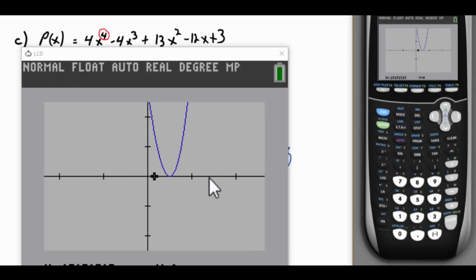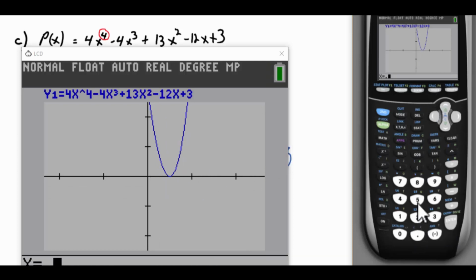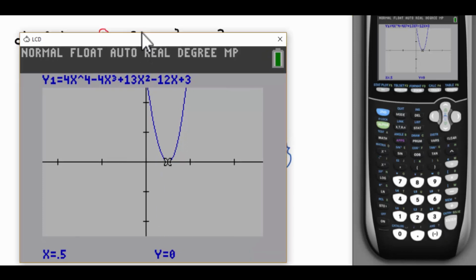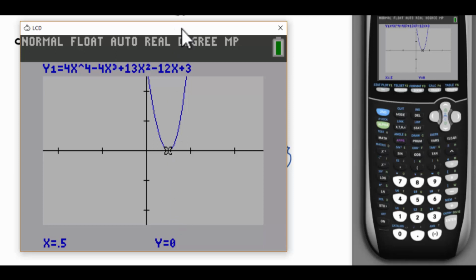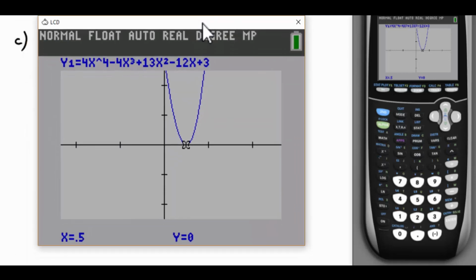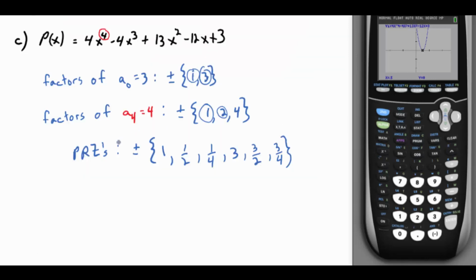Yeah, what does it appear to be? 1/2. You could check, hit trace, plug in 0.5, 1/2. And you do get y equals 0 popping out right there. So it works. Has a kind of a bouncy behavior at that x-intercept, doesn't it? That's worth noting. We'll talk about that in a second. Okay, so that's the only, out of our prime suspects, 1/2 is the only one that looks like it might work. So let's do synthetic division on that.